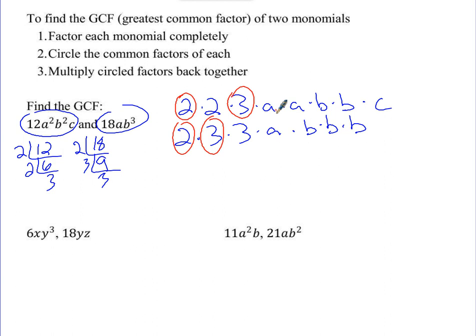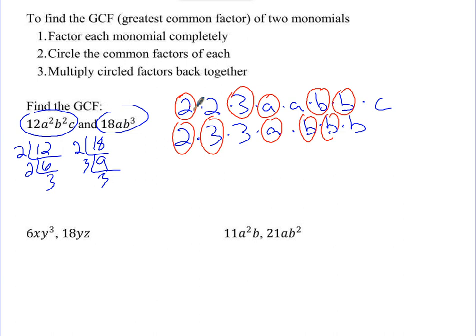What about A? Do I have an A in the bottom one? Yeah, right there. So I'm going to circle that A and that A. What about that A? Do I have another uncircled A in the bottom? No, I don't. So I'm going to skip that one. What about that B? Yes, I do. I have a B and a B. What about that B? Yes, I have a B and a B. What about C? No, there is no C down here.